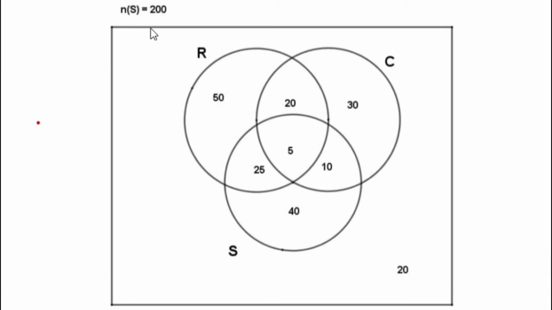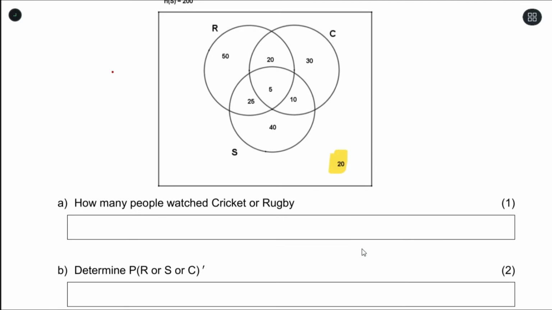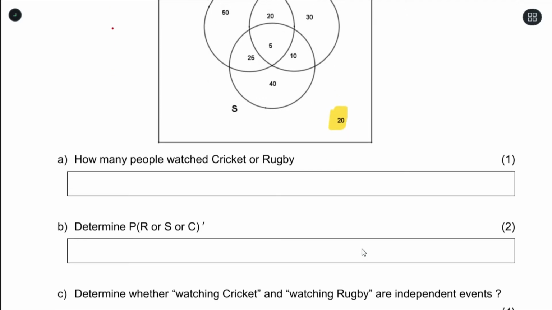The total sample of our Venn diagram is 220 people, which includes outliers. These are guys that do not watch soccer, rugby, or cricket. The first question here says, how many people watch rugby or cricket?